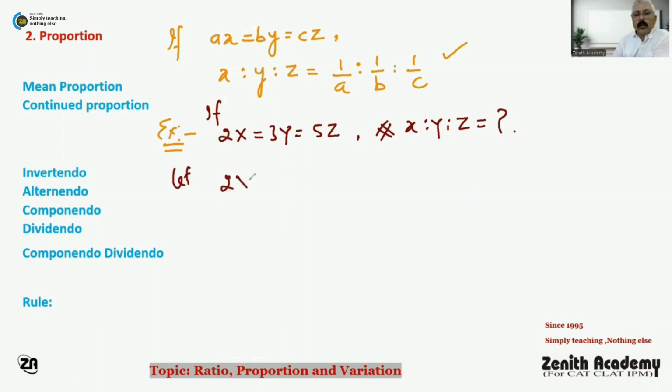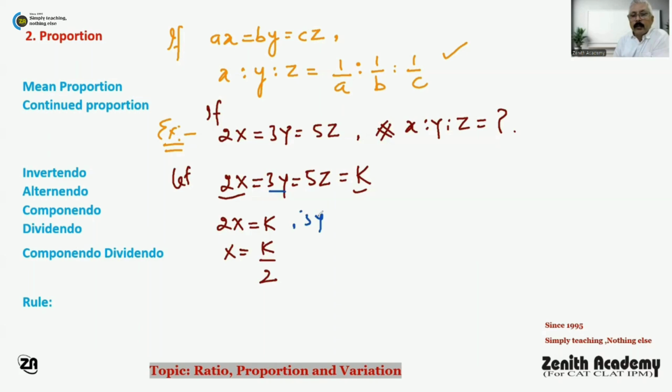So let 2x is equal to 3y is equal to 5z is equal to constant k. So if I take 2x is equal to k, then x is equal to k by 2. Same way, if I take 3y is equal to k, then y is k by 3. And 5z is equal to k, then z is k by 5.